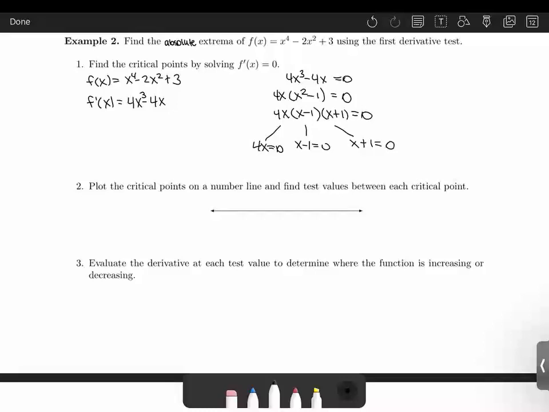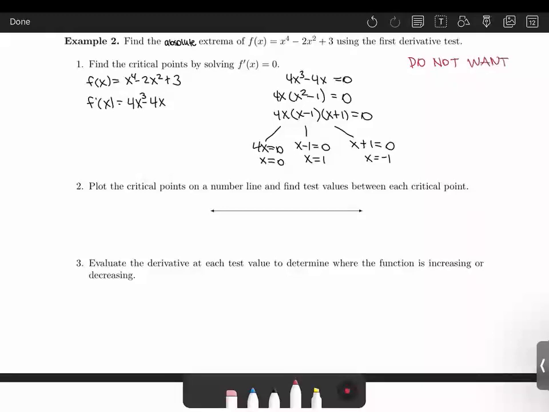So now that we have these three equations, we solve them each separately. So we have x equals 0, x equals 1, and x equals negative 1. These are going to be our three critical points. Now, I'm going to point out something that we want to make sure we avoid. This is something we do not want to do.